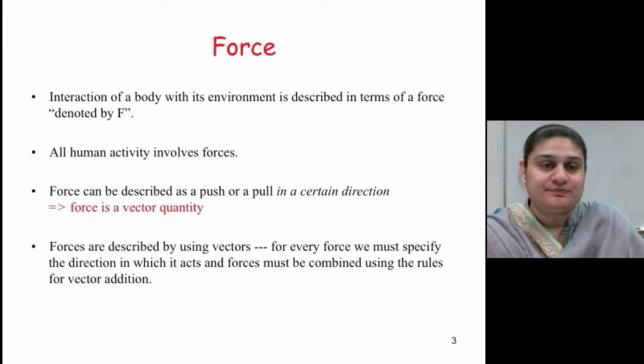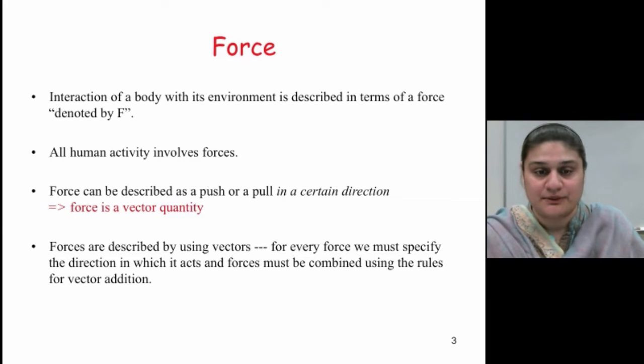So what is force? The interaction of a body with its environment is described in terms of force, which is denoted by F. All human activity involves forces in some means or another. You just sitting on this chair involves forces. A force can be described as a push or a pull in a certain direction, which means if it is a push or a pull and it has a direction associated with it, then it has to be a vector quantity. So forces are described by using vectors.